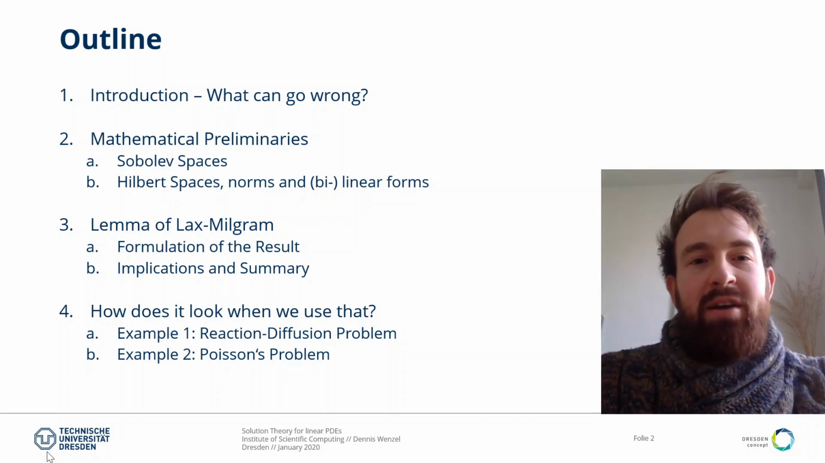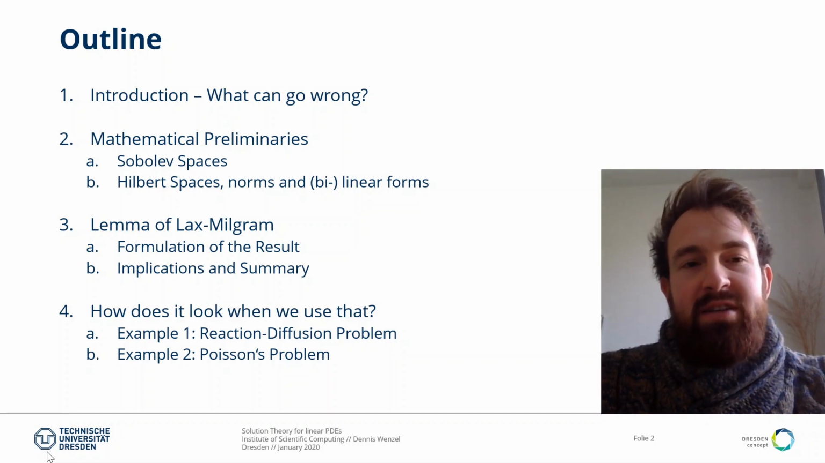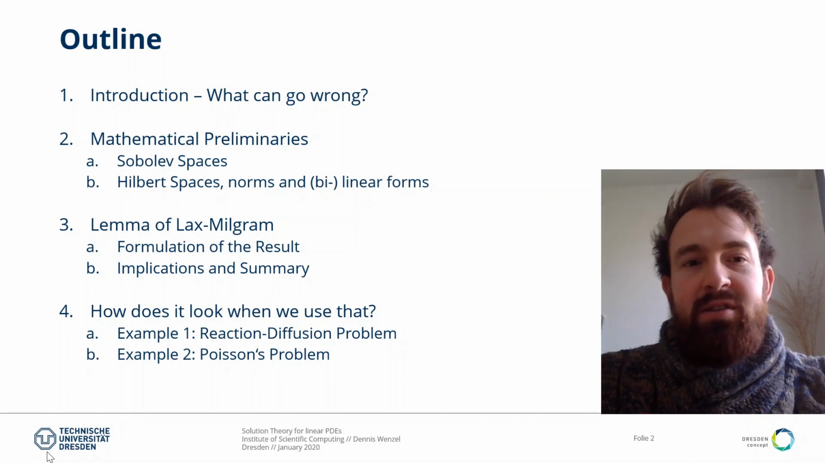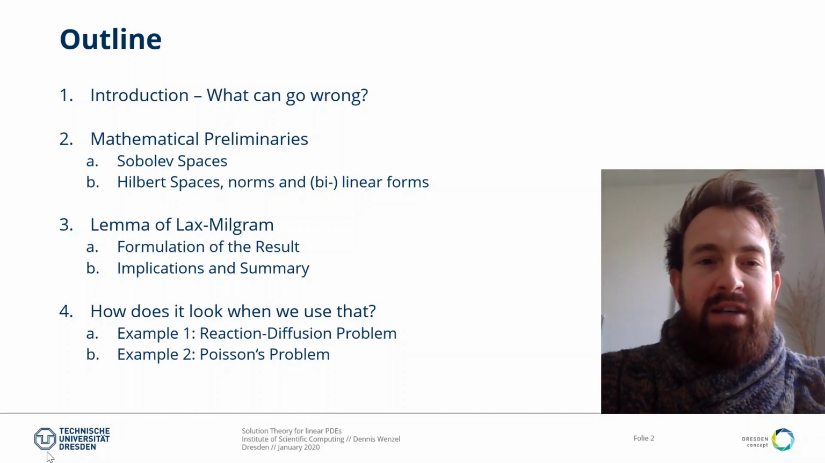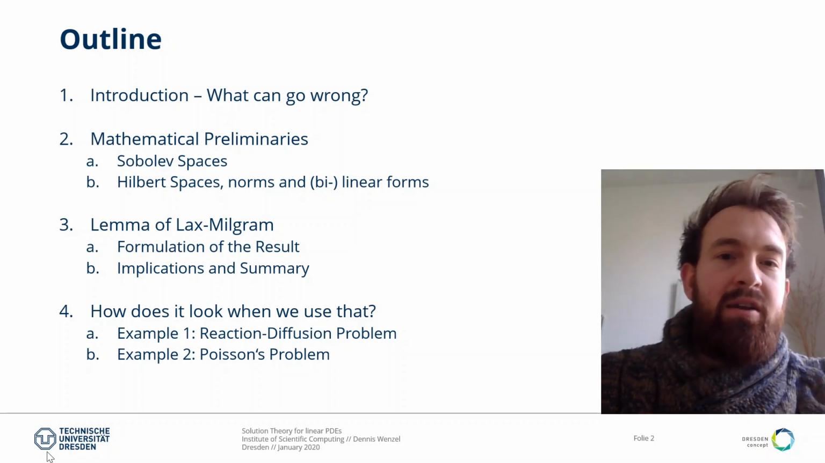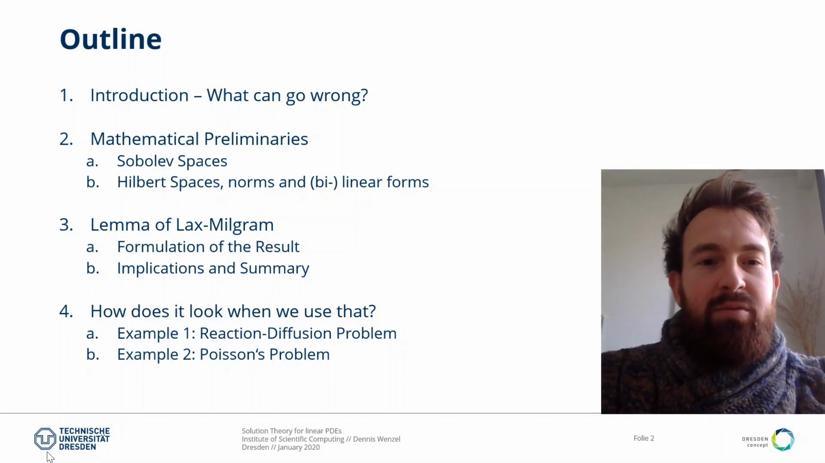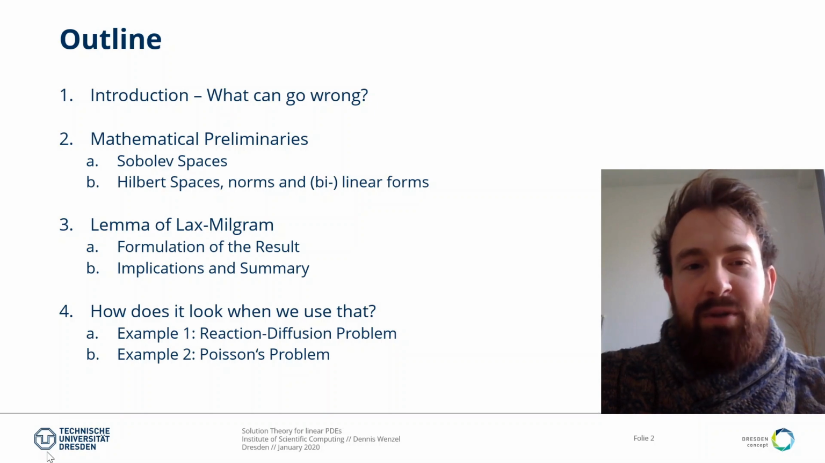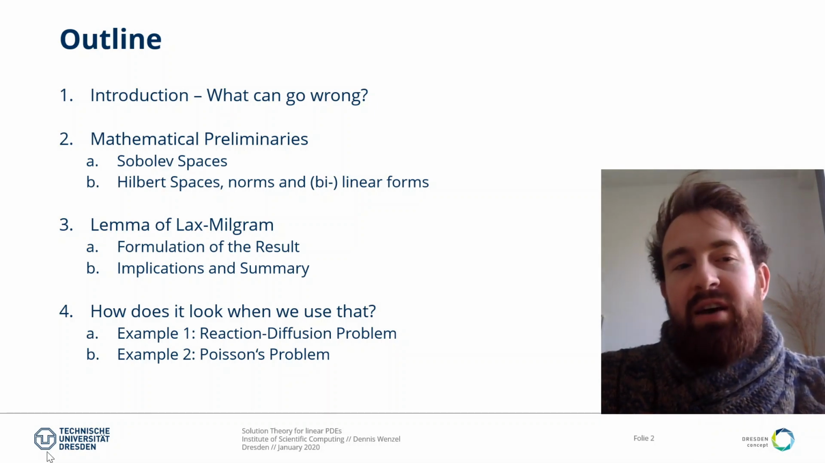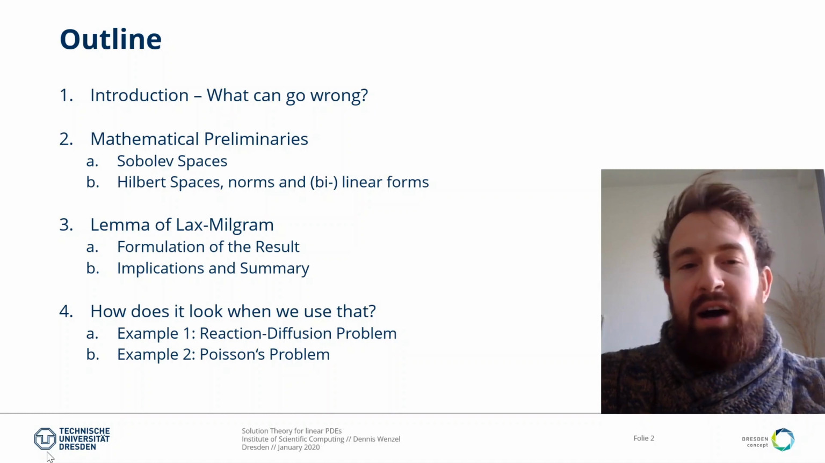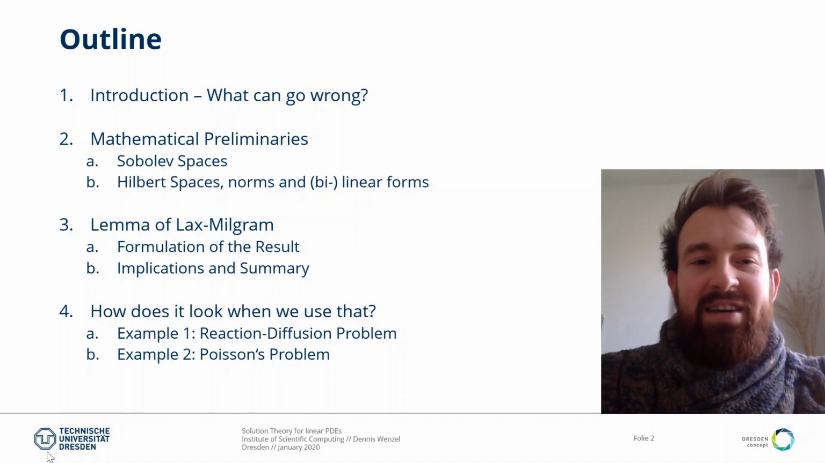Then we give some mathematical preliminaries, a short recap on Sobolev spaces, and then we look in particular at the Hilbert spaces that are interesting for us, and talk about norms, bilinear and linear forms. Then the big result of today that is important is the lemma of Lax-Milgram. We formulate it, and then we talk about implications, summaries, and how it is helpful for us.